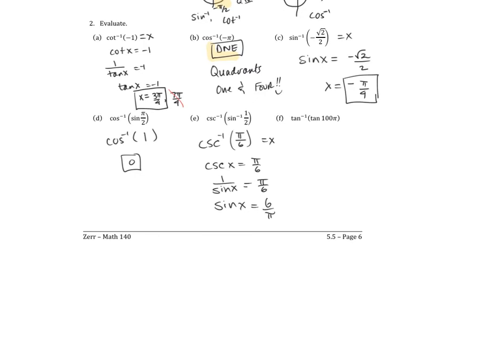Now 6 over pi, that is approximately 1.9, and sine doesn't go up to 1.9. The biggest you can get for sine is 1.